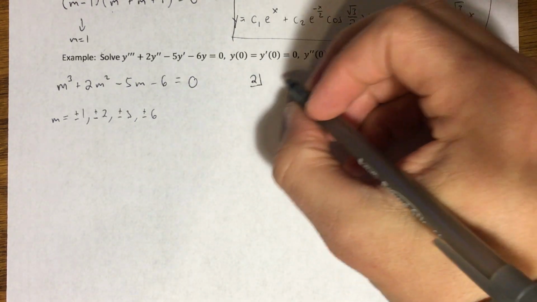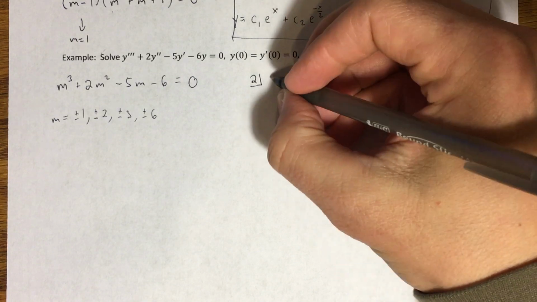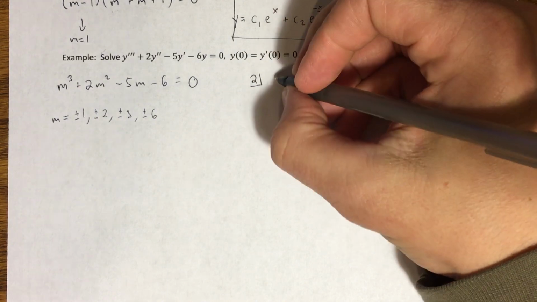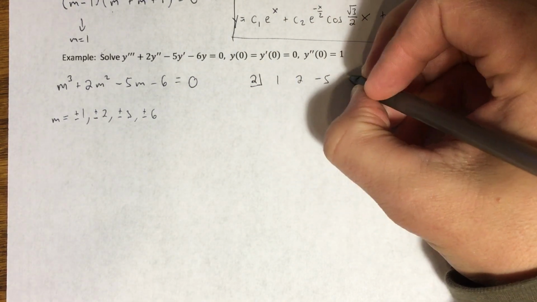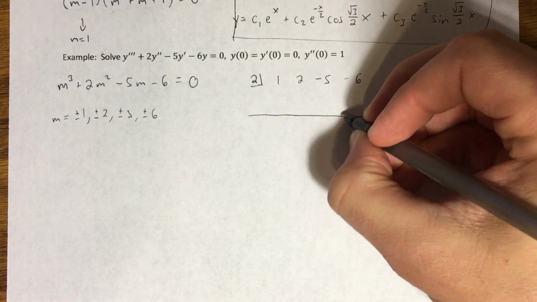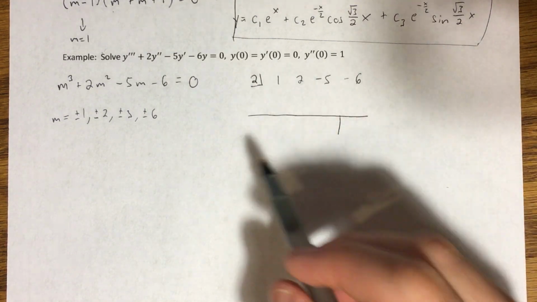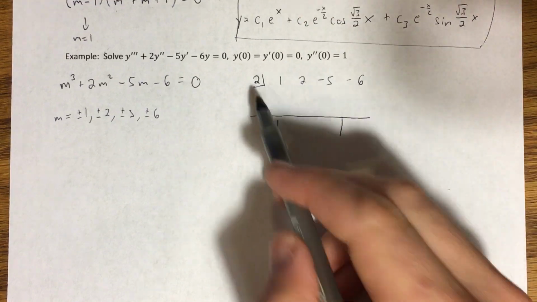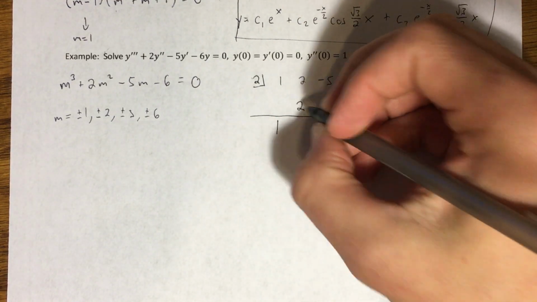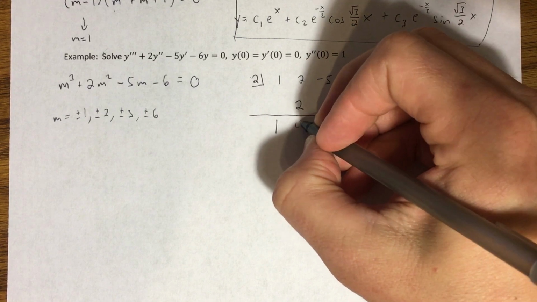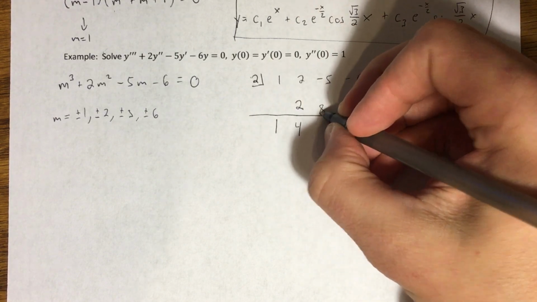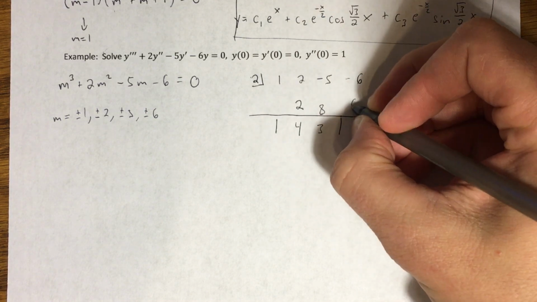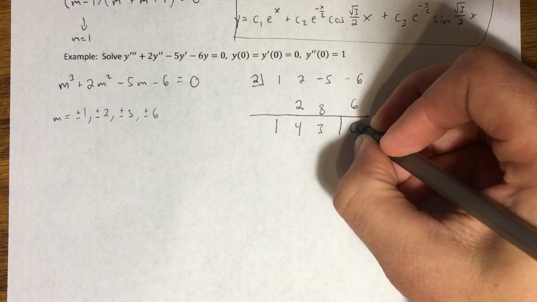Synthetic substitution or synthetic division is the algorithm that we're using. I write the coefficients of my auxiliary equation: 1, 2, negative 5, negative 6. And then I proceed with synthetic division. If you remember how this works, we drop this 1 down here. We do 2 times 1, which gives me 2, and then I add. 2 plus 2 is 4. 2 times 4 is 8. Negative 5 plus 8 is 3. 2 times 3 is 6, and negative 6 plus 6 is 0.